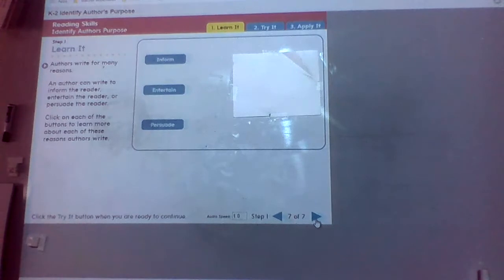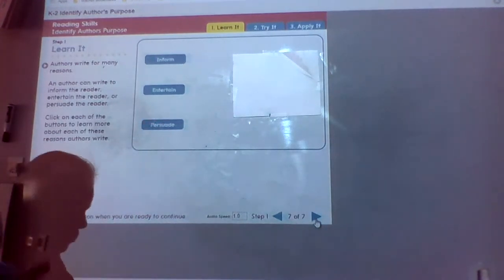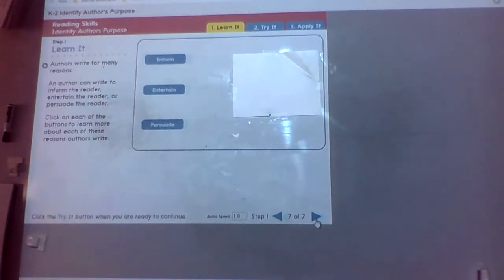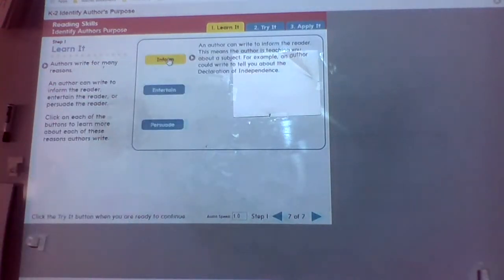Authors write for different reasons. Authors can write to inform, so they're going to give you information about something. They might write to entertain you, to make you laugh, okay? They might write to persuade you, to say, hey, you really shouldn't do this, or hey, you really should do this. Okay? So, an author can write to inform the reader. This means the author is teaching you about a subject.